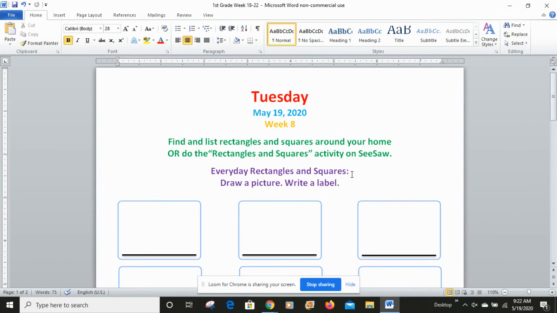So have fun with this today, first graders. Kind of not the nicest day out at the moment, kind of still cloudy and windy and drizzly. So it might be a good idea to look around your house today and do that. However, if it gets nice this afternoon, you might want to go outside and see all the rectangles and squares outside of your home also.